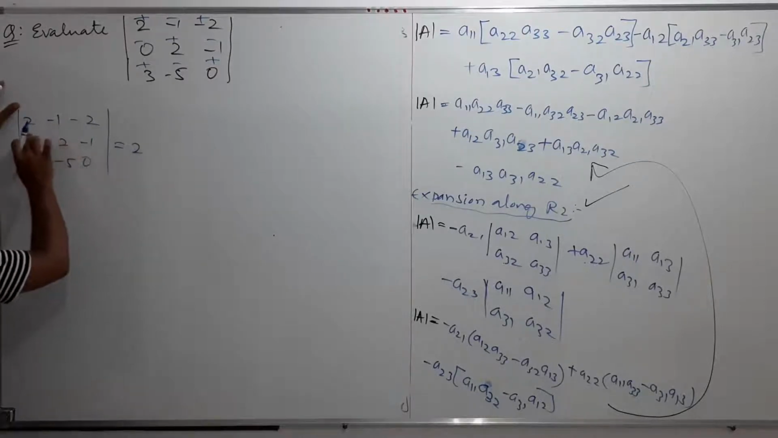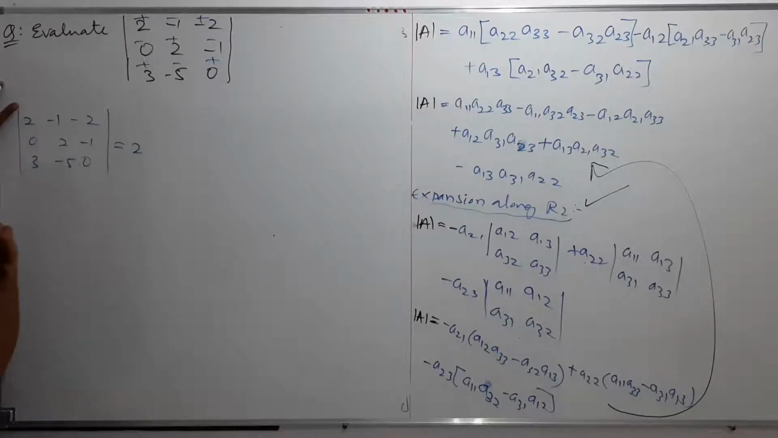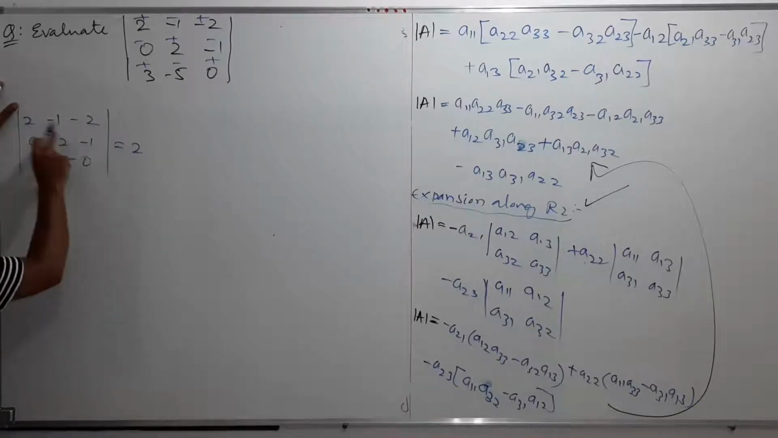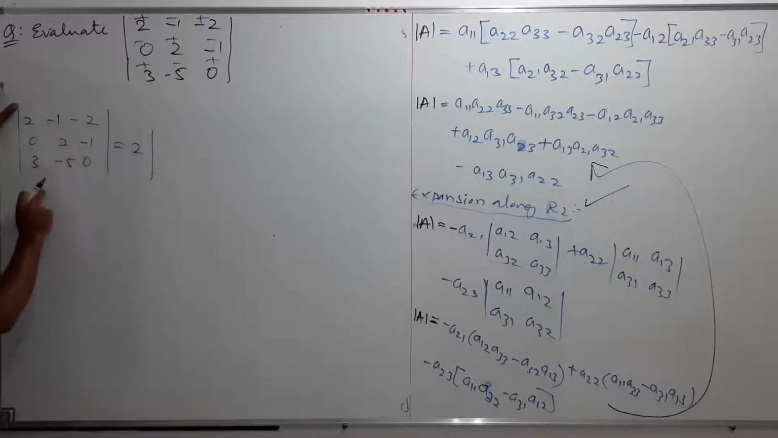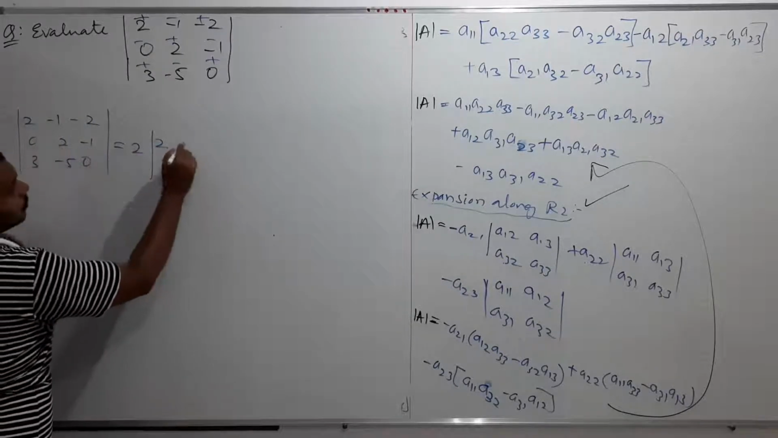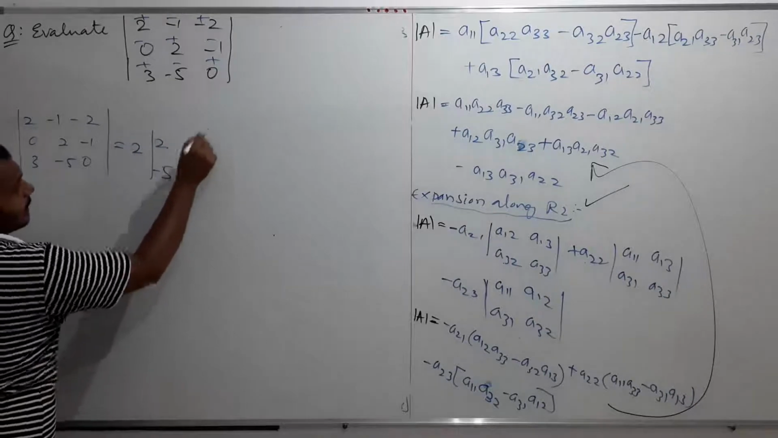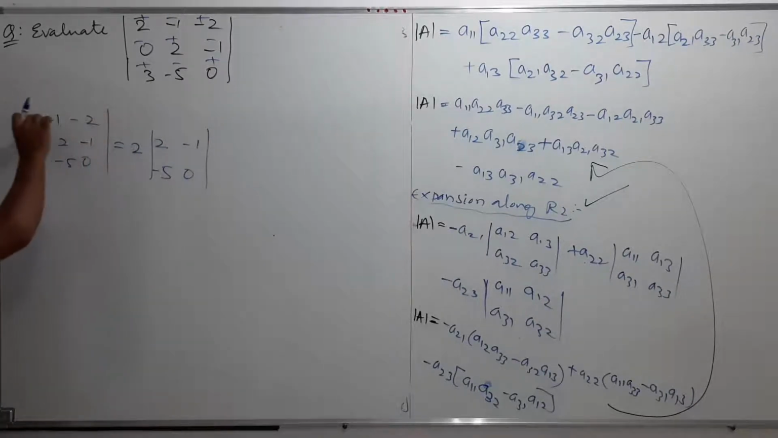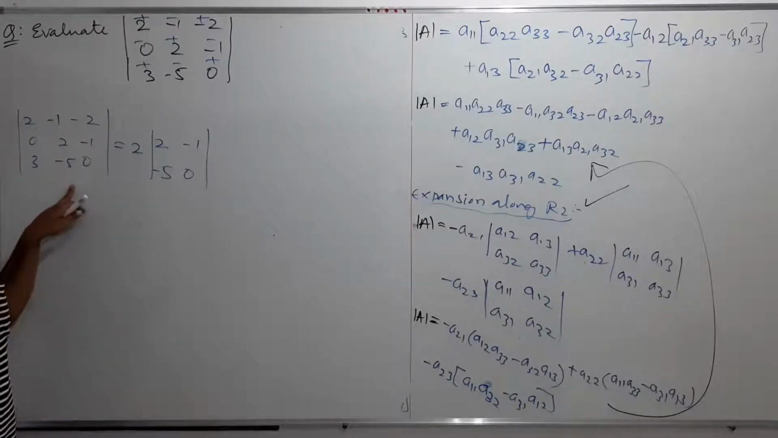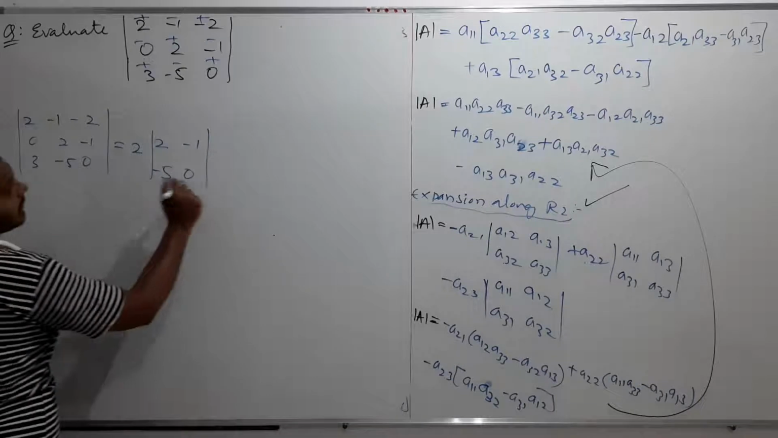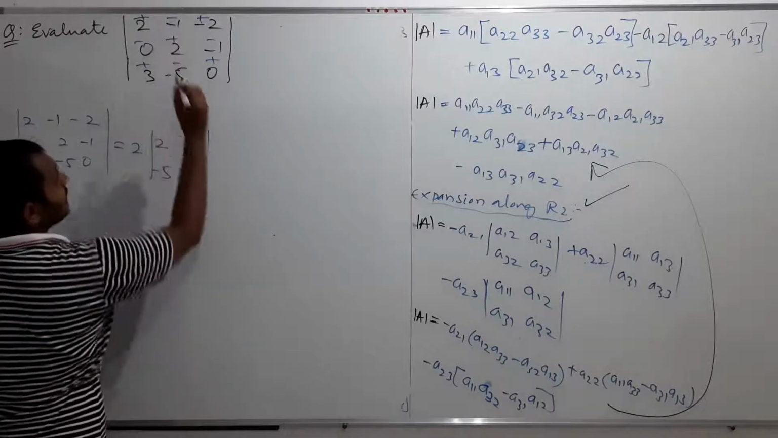Now take the determinant of the order 2 cross 2. How should we take? We take that by leaving this element where it lies. This element, that is first row and first column, we should leave. The remaining elements is 2, minus 1, minus 5, 0. I left this row and this column where the first element lies. That we should leave first row and first column, and leaving that with the remaining elements, you should take the determinant. Clear?